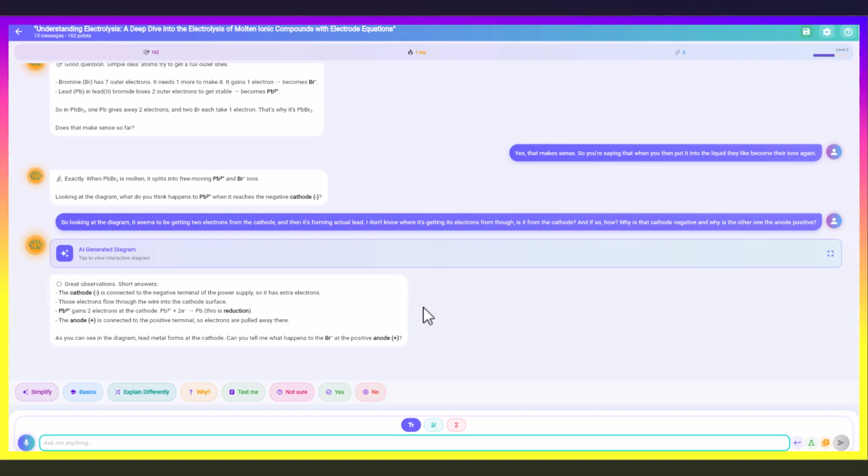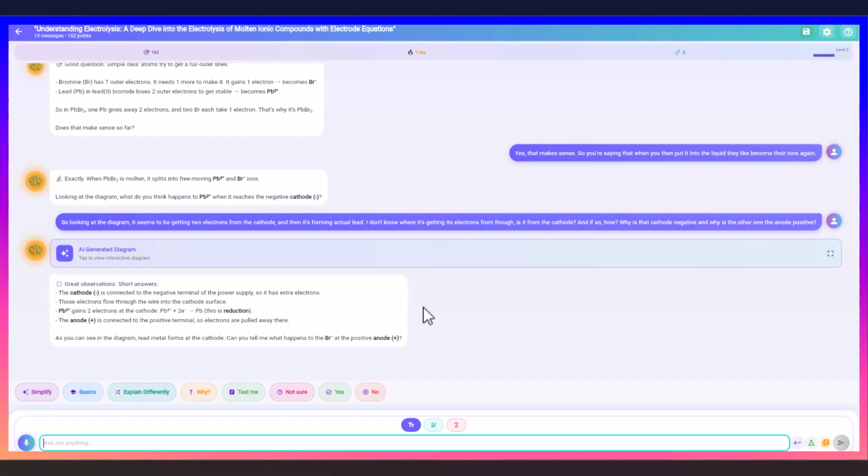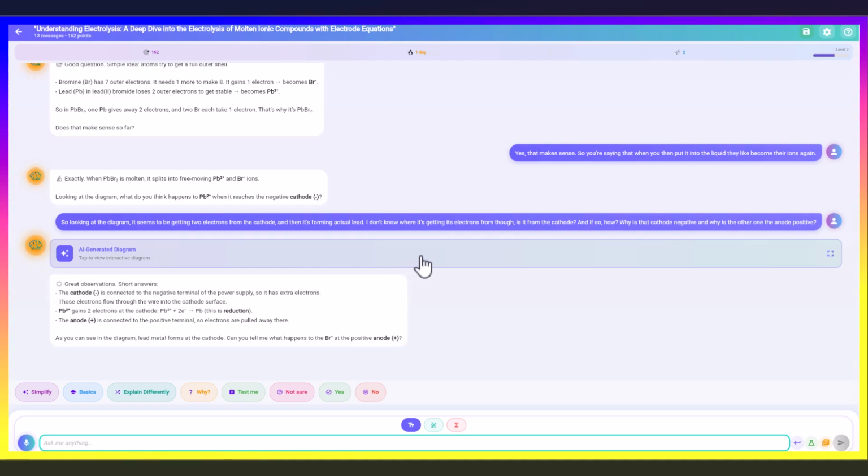Great observations. Okay, short answers. The cathode is connected to the negative terminal of the power supply, so it has extra electrons. Those electrons flow through the wire into the cathode surface. So the lead ions, the positive ions, gain 2 electrons at the cathode, and this is reduction. The anode is connected to the positive terminal, so electrons are pulled away there. As you can see in the diagram, lead metal forms at the cathode. So can you tell me what happens to the bromide ions at the positive anode?